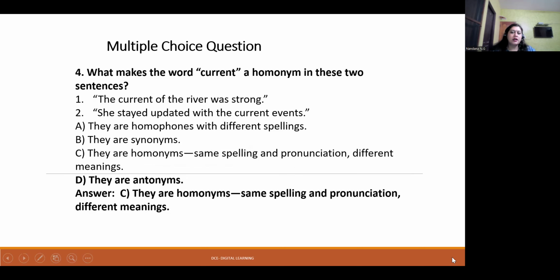What makes the word current a homonym in these two sentences? The current of the river was strong. She stayed updated with the current events. The options are: they are homophones with different meanings, they are synonyms, they are homonyms, same spelling and pronunciation but different meanings, or they are antonyms. The answer is option C. They are homonyms, same spelling and pronunciation, but different meanings.